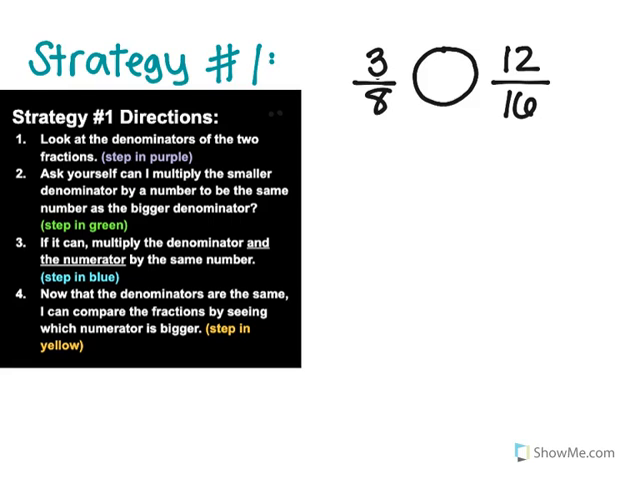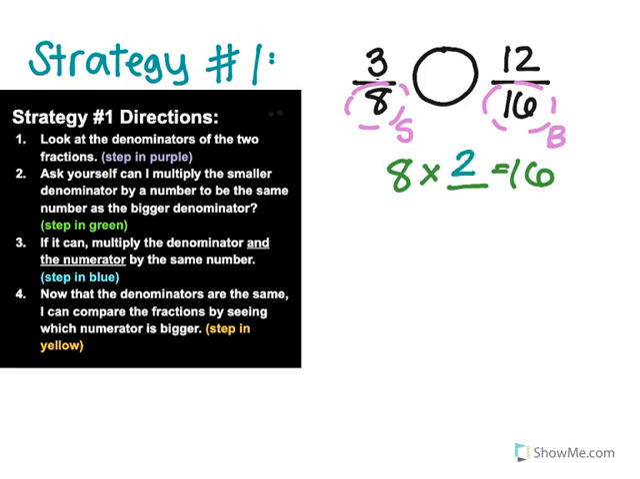Okay, so I'm going to do my first step. My first step is in purple. I look at my denominators. I decide 8's smaller, 16's bigger. Then, my next step is to think, is there anything I can multiply 8 by to get to 16? And there is. I would multiply it by 2.